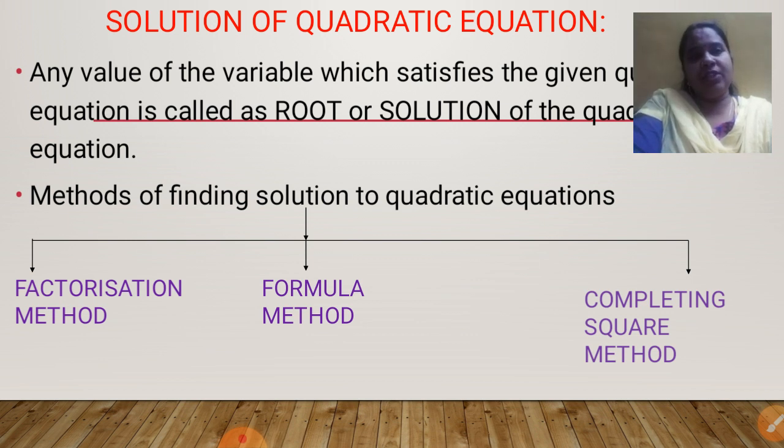At the beginning of this chapter itself, I have told you that there are few things which have been omitted from the syllabus for this year. So this third method, that is completing square method, you don't have to study. You just have to study these two different methods, factorization method and formula method. You don't have to study completing square method. It means that even exercise 2.3 has been omitted. Okay, make a note of it.